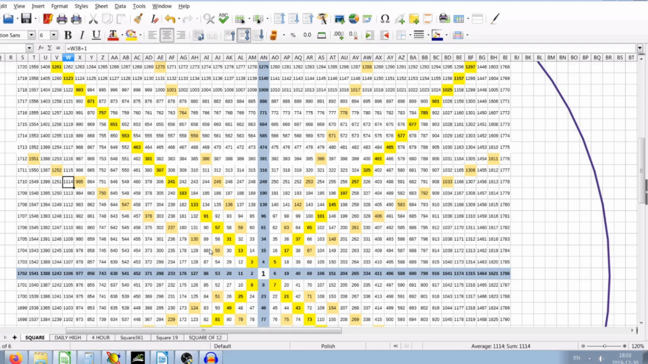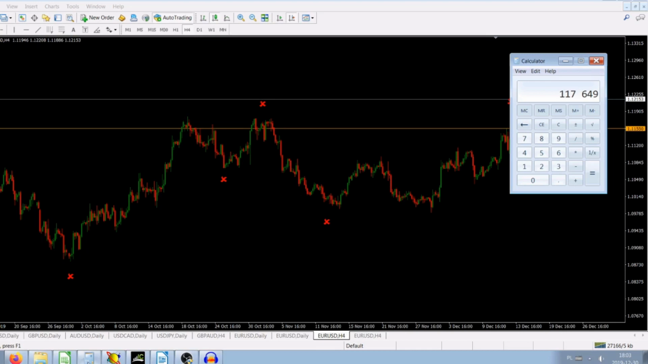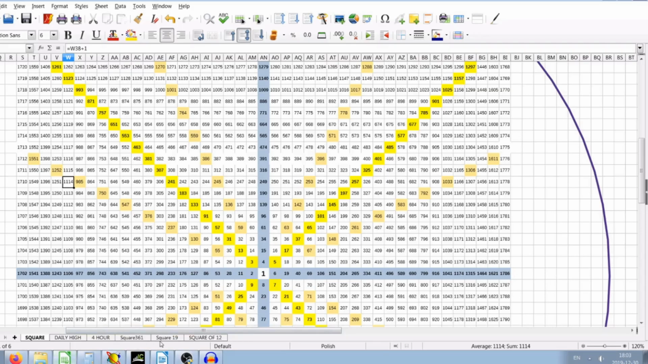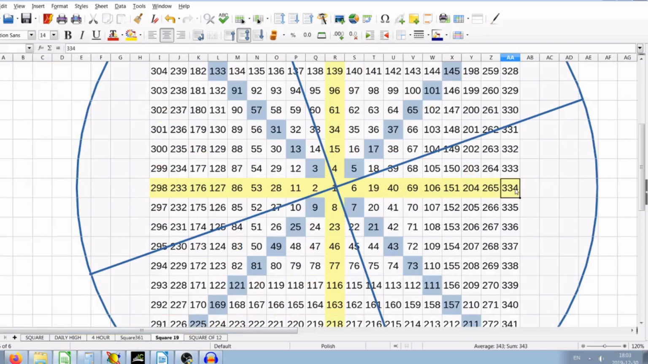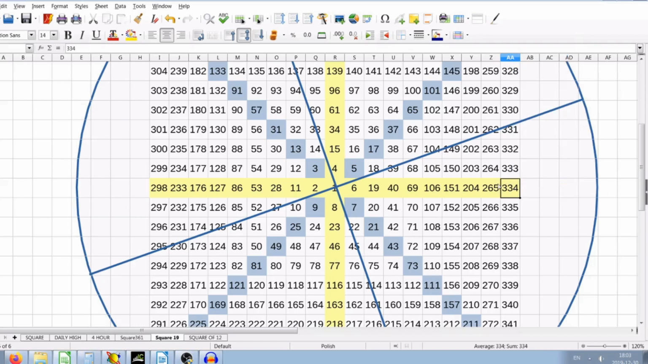So let's go further. You know already why this line is so important, because it's the square root of that number, 334. Once again, the square root of 334 makes 111.55, 111.55 in pips. That's why this line was so important. End of the story. Let's go further.